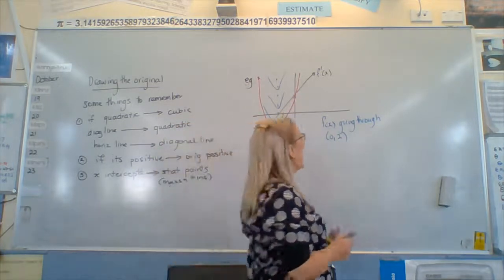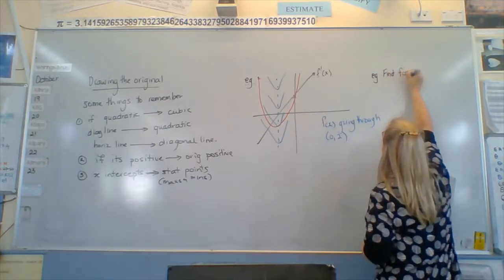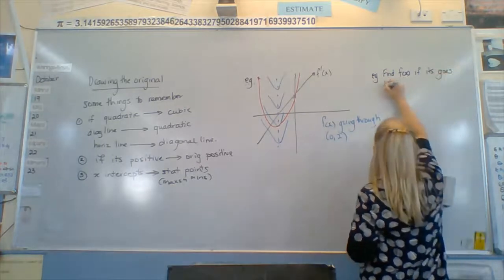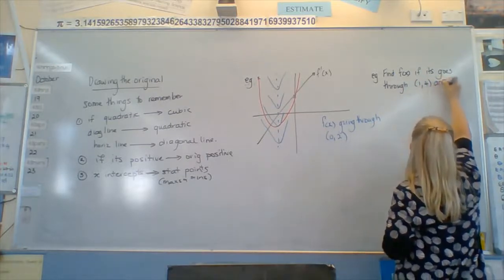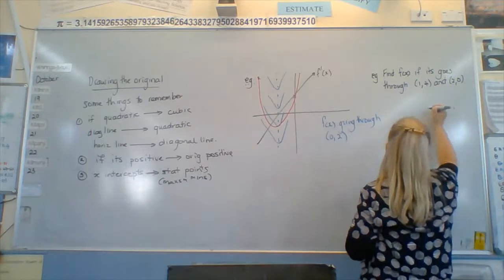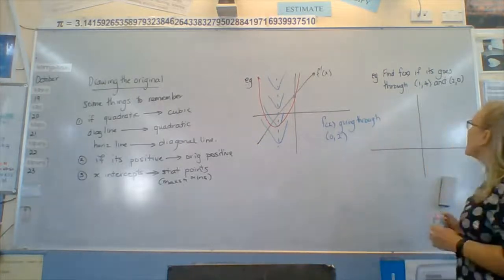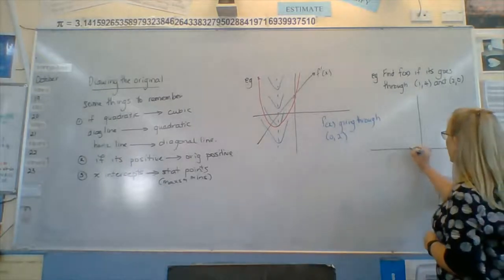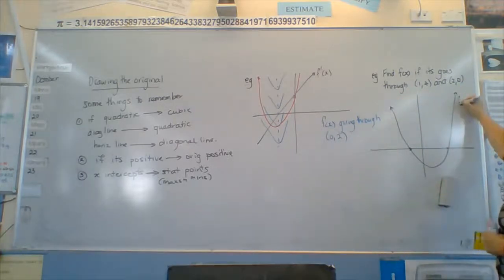So if they wanted to make this a really hard question, they might say something like this. Find f of x if it goes through 1, 4 and 2, 0. Okay. And then they'll give you a graph. And we're going to go here. All right. So that's our f dashed of x.